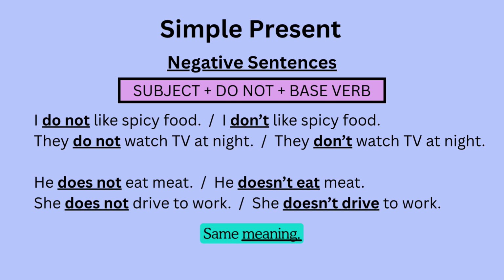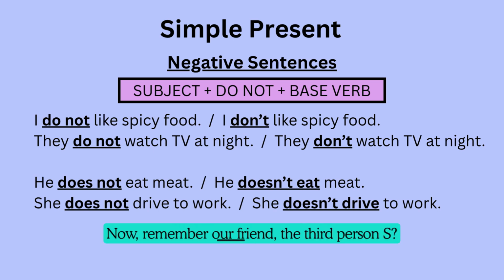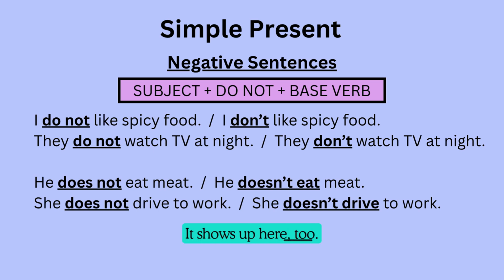Same meaning. Now, remember our friend, the third person S? It shows up here too. With he, she, or it, we use does not, or the short form, doesn't. He does not eat meat, or he doesn't eat meat. She does not drive to work, or she doesn't drive to work.